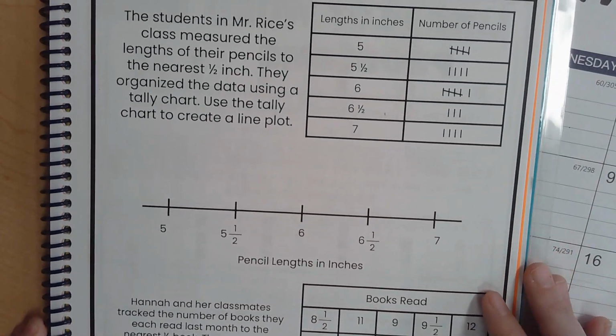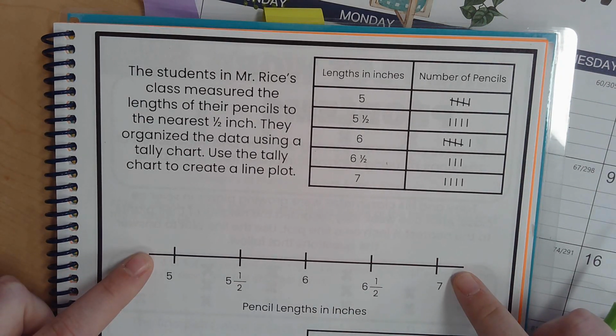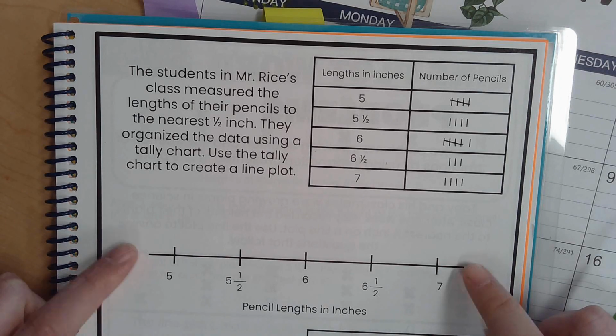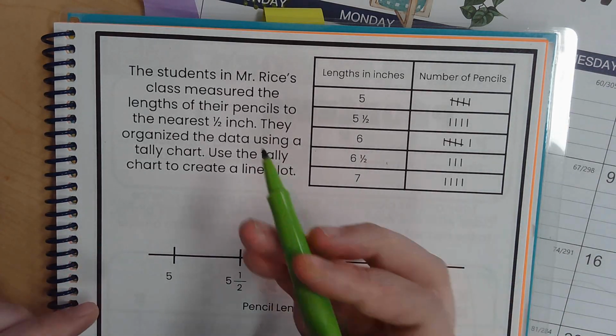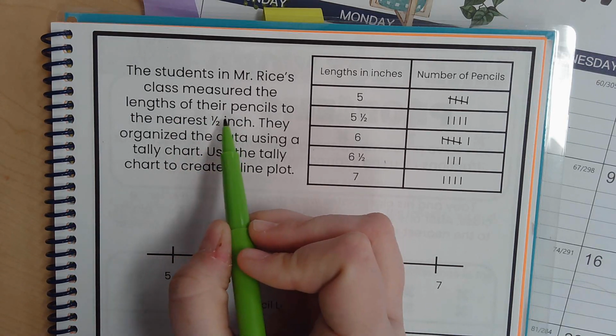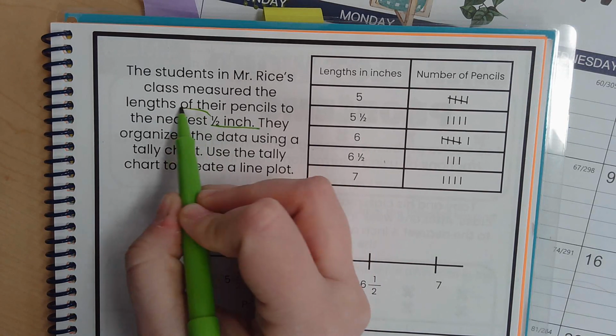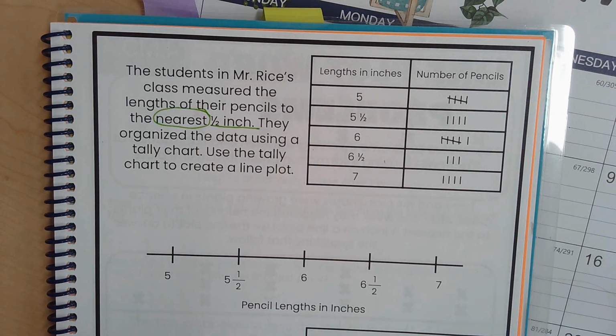So this one, if we look at it, is pencil lengths in inches. Again, it's a line. It does end because it has no arrows. So let's read our story. The students in Mr. Rice's class measured the lengths of their pencils to the nearest 1/2 inch. Okay, remember nearest means they rounded, okay? They organized the data using a tally chart. Use the tally chart to create a line plot.